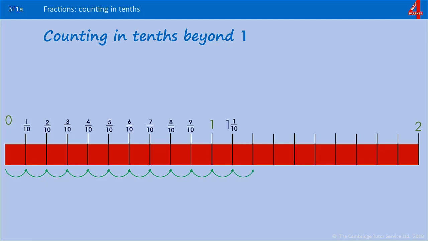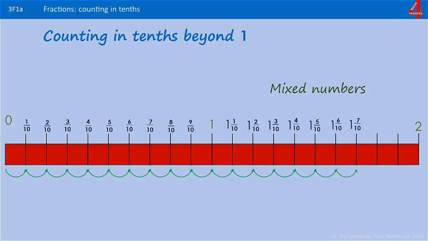And if we add on another tenth, 1 and 2/10, and another tenth, we have 1 and 3/10. Where we have a whole number with a fraction, we call these mixed numbers. So to continue with those, 1 and 4/10, 1 and 5/10, 1 and 6/10, 1 and 7/10, 1 and 8/10, 1 and 9/10, until we get to 1 and 10/10, which is the same as 2.